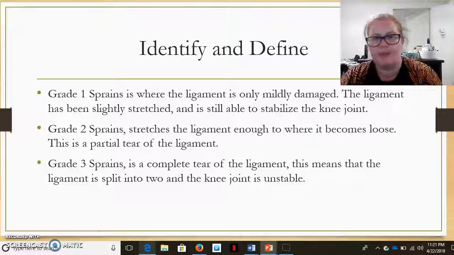So grade 1 sprain is where the ligament is only mildly damaged. The ligament has been slightly stretched and is still able to stabilize the knee joint. So with some exercises, you can get that back to working just as good as it was before. So grade 2 sprains stretch the ligament enough to where it becomes loose. This is a partial tear of the ligament. And then grade 3 sprains is a complete tear of the ligament. This means that the ligament is split in two and the knee joint is unstable.